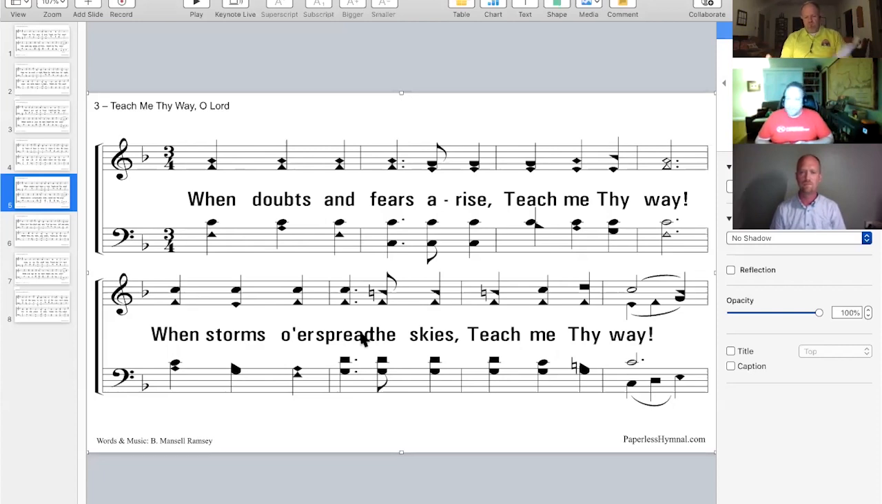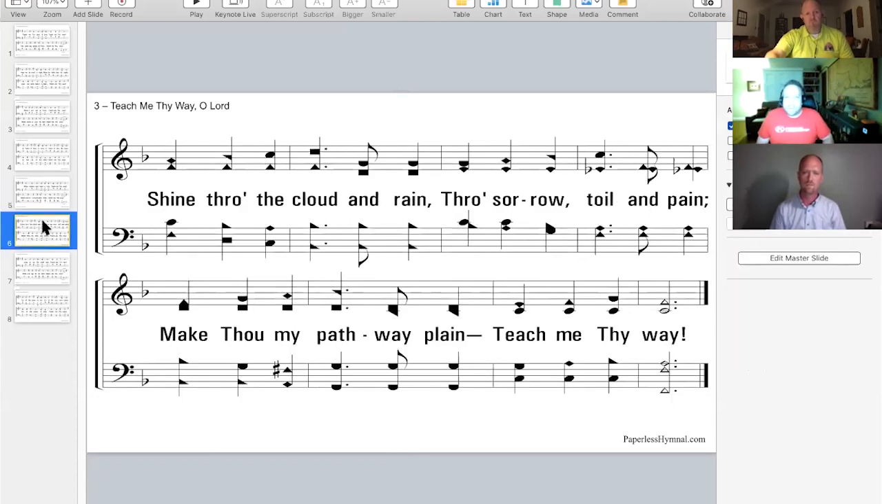Every storm passes. Someone just said that on Facebook. It still stuck with me. When storms o'erspread the skies, teach me thy way. Jesus calmed the storm with just his voice, right? So a plea to shine through the cloud and rain, through sorrow, toil, and pain.